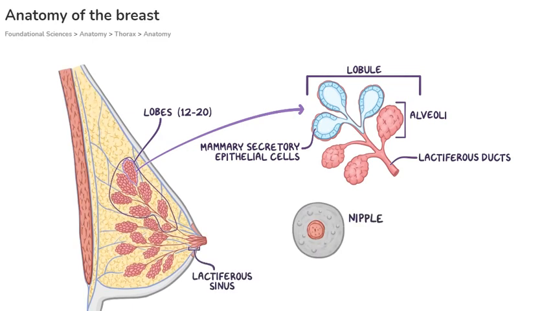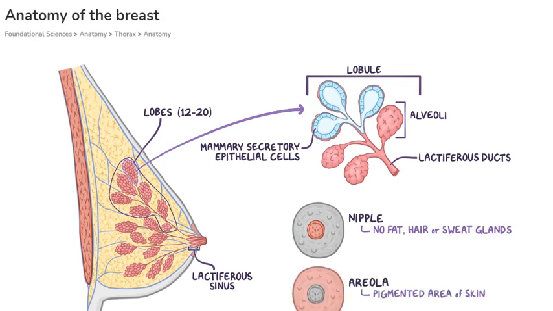The nipples are conical or cylindrical prominences in the center of the areola and have no fat, hair, or sweat glands. The areola are pigmented areas of skin surrounding the nipple. The stroma of the breast is composed of adipose tissue and fibrous connective tissue, which make up the bulk of the breast tissue and support the mammary glands respectively.